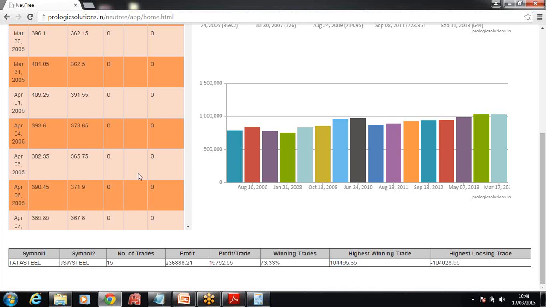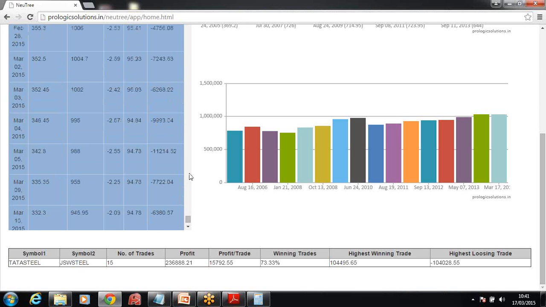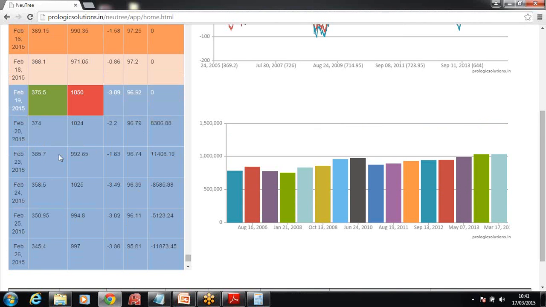Now let's just check what's happening here. Okay, now we have come to JSW Steel and Tata Steel. The call started on February 19th. So Tata Steel was a buy and you had to short JSW. Now the Z score is 3.09. 2.7 was okay. So we are seeing the trades here.